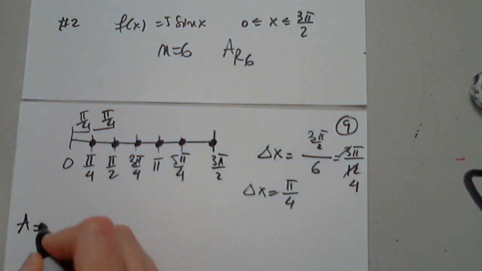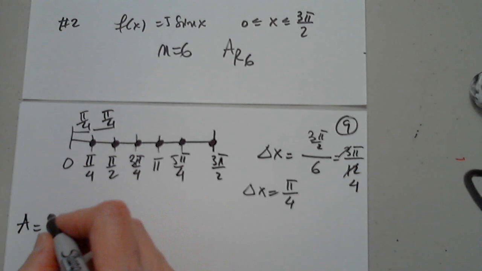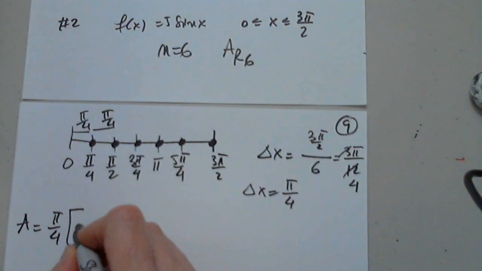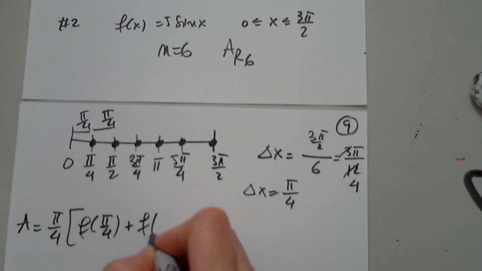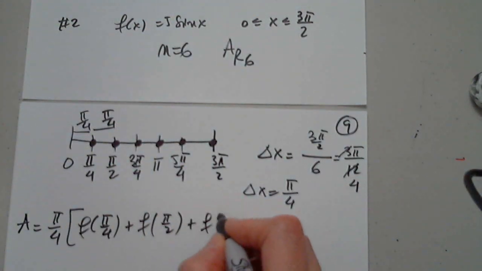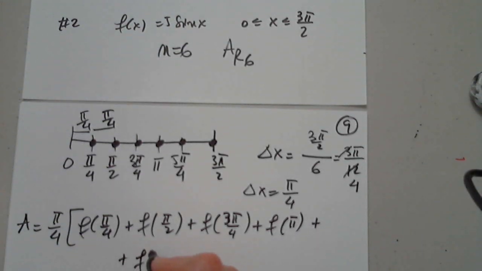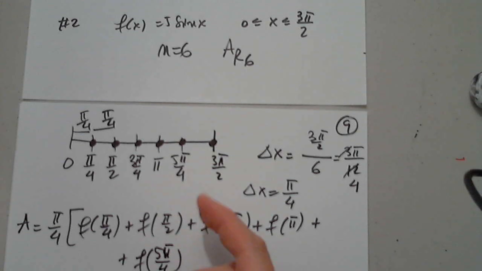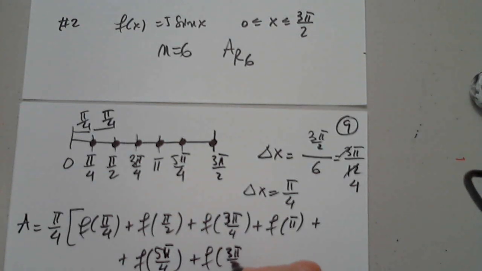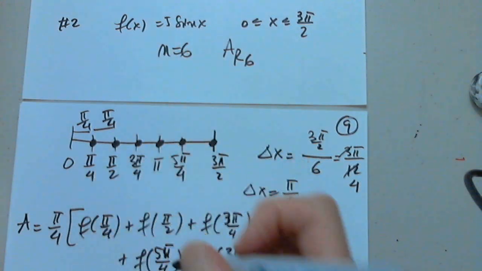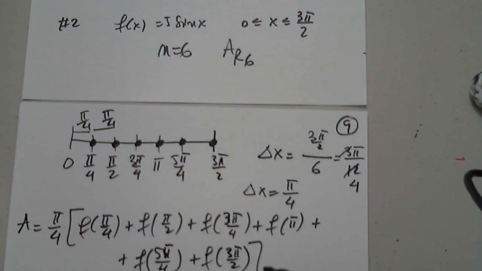So the area is delta x in front, f of pi over 4, plus f of pi over 2, plus f of 3 pi over 4, plus f of pi, plus f of 5 pi over 4, plus f of 3 pi over 2. Since the function is sine, f of pi is 0 here. So you don't have to include that, but I'm not going to exclude it. I'm just going to put all of them.